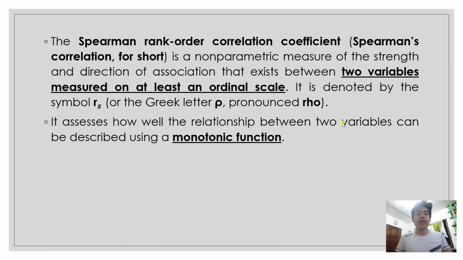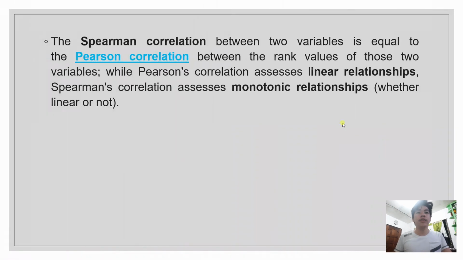Spearman rank order correlation assesses how well the relationship between two variables can be described using a monotonic function. The Spearman correlation between two variables is equal to the Pearson correlation, the last topic we discussed, between the rank values of those two variables. While Pearson correlation assesses linear relationships, Spearman correlation assesses monotonic relationships, whether linear or not.